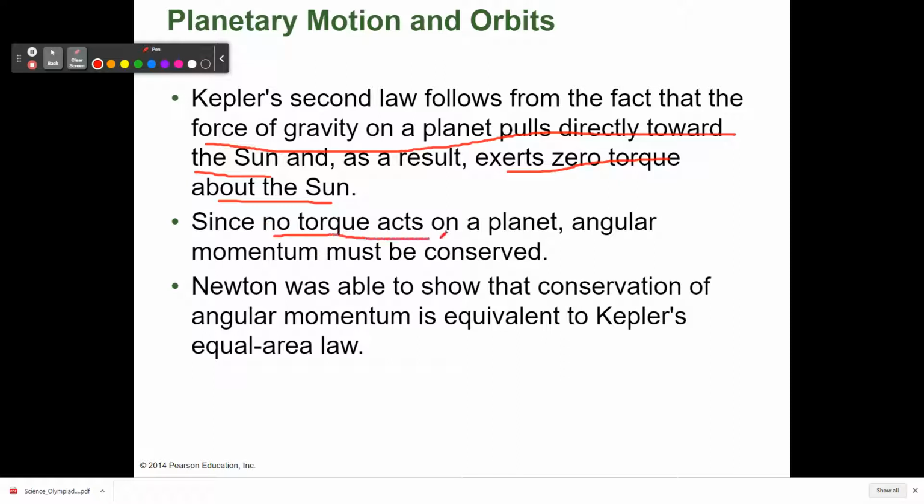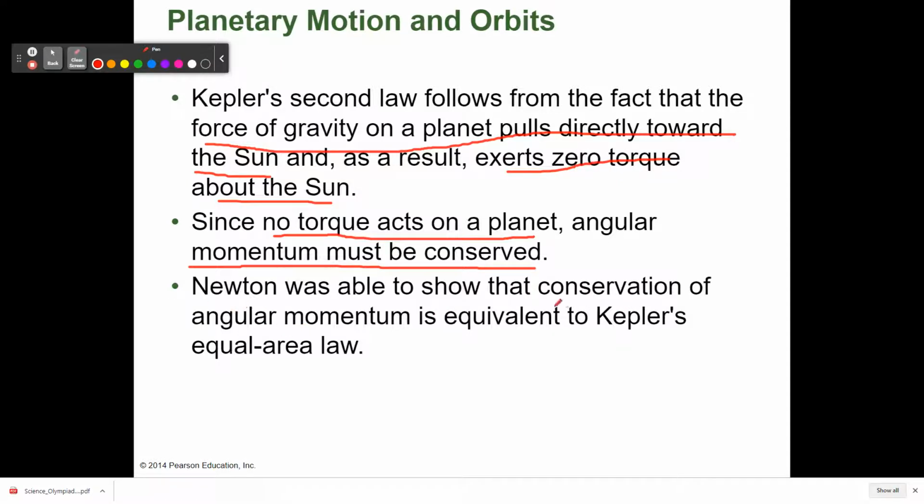Since there's no torque acting on the planet, angular momentum has to be conserved, which is why any area swept out over the same space of time has to be the same area, because your angular momentum gets conserved. That area that gets swept out in that particular amount of time has to be the same.